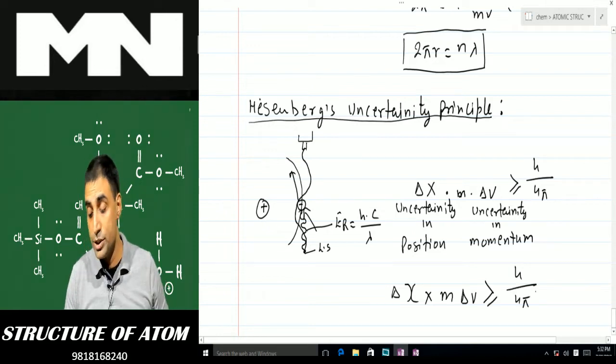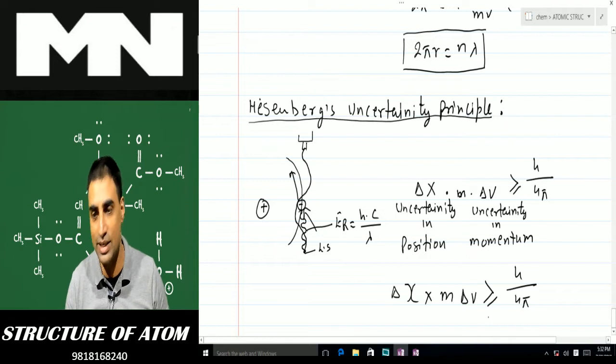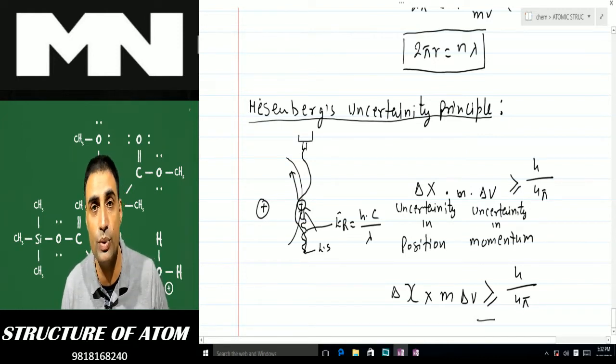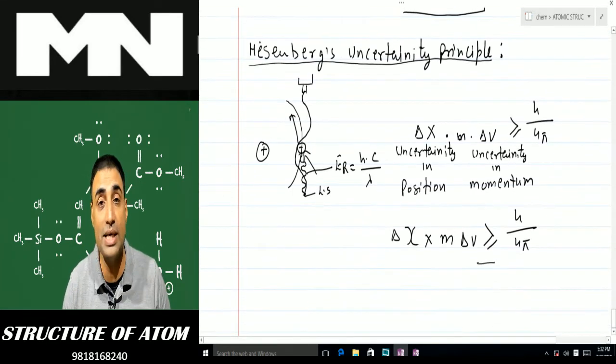Well, my dear students, we generally write it like this, but whenever you have to do numericals based on this, you'll not use this greater than, you'll use only equal to h upon 4 pi, where h is the Planck's constant. So delta x is the uncertainty in the position, delta v is the uncertainty in the velocity, and m is the mass. You know one thing, that if velocity is changing, definitely the momentum is going to change.